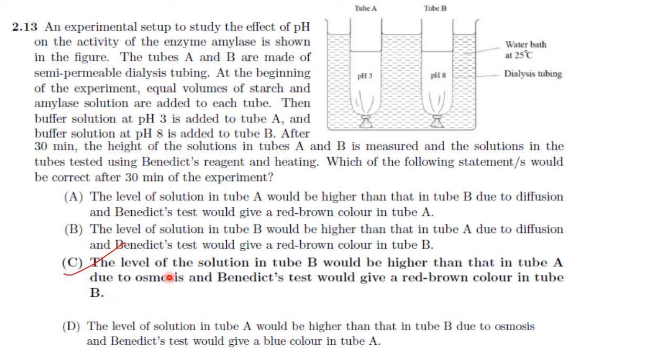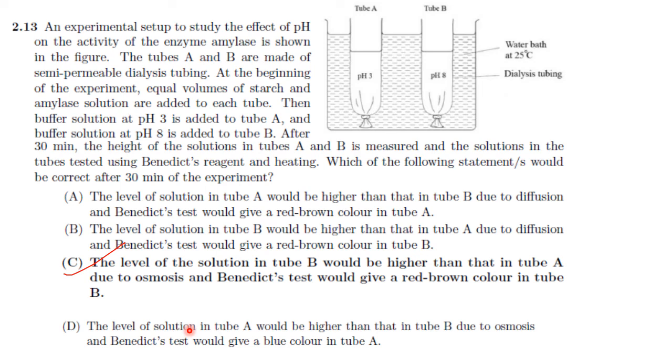The next one, the level of the solution in tube B would be higher than that in tube A due to osmosis, and Benedict's test would give red-brown color in tube B. Now that is correct. Why? Because tube B is having a pH of 8, and I told you that alpha amylase has got a pH range from 4.5 to 7. So at this pH 8, alpha amylase would digest starch and produce maltose. So the level in solution B would increase than in tube A, and the Benedict's test would give a red-brown color in tube B. So option C is correct.